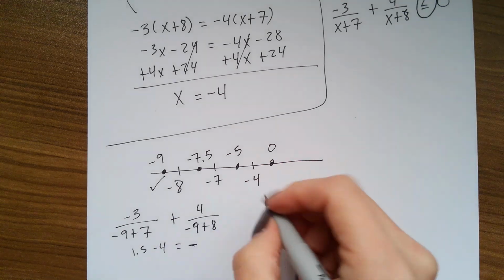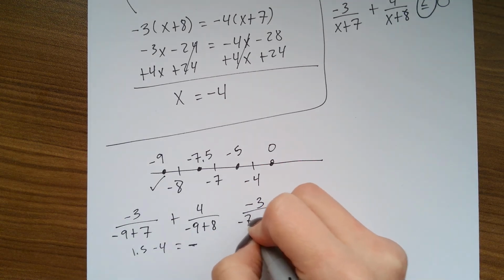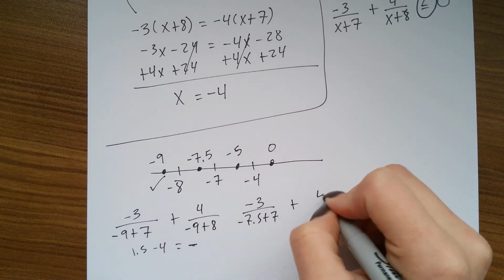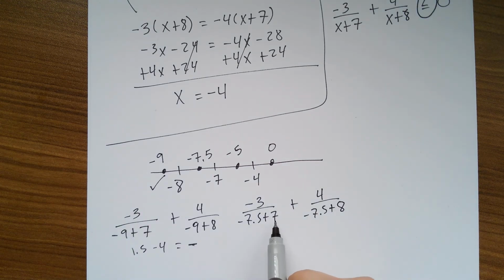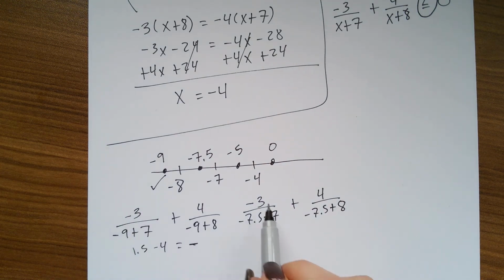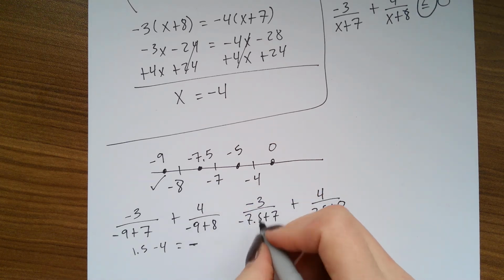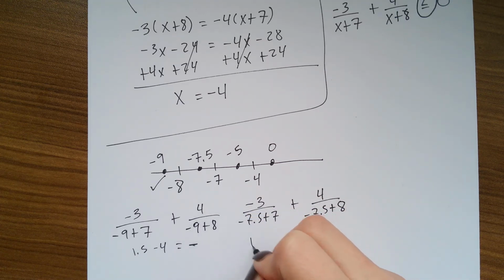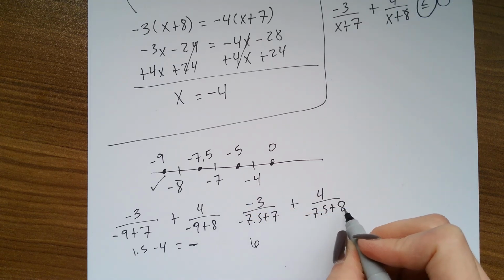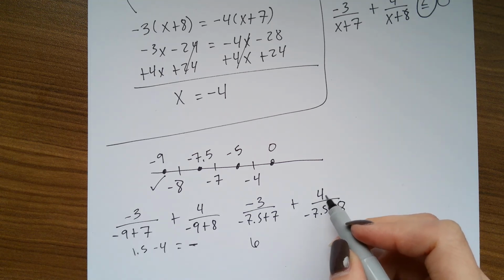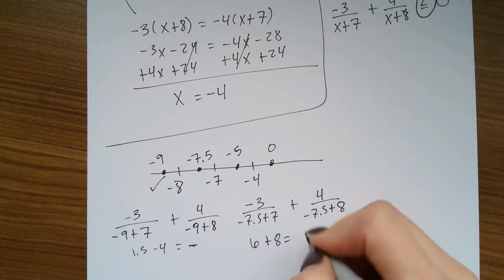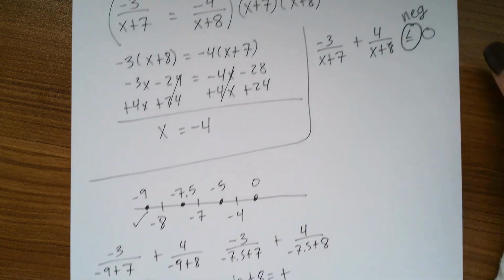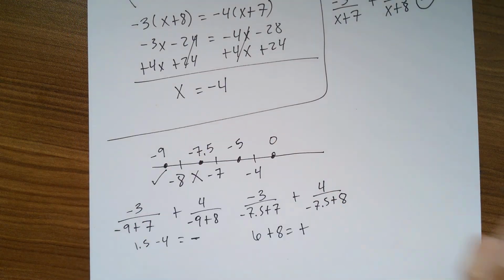Now, negative 7.5. Negative 7.5 plus 7 is negative 0.5. Negative 3 divided by negative 1/2 gives me a positive 6. Negative 7.5 plus 8 is positive 1/2, and 4 divided by positive 1/2 is a positive number, positive 8. And a positive plus a positive is a positive. In our problem, we're looking for negative values, so I know that this would not be in my solution.